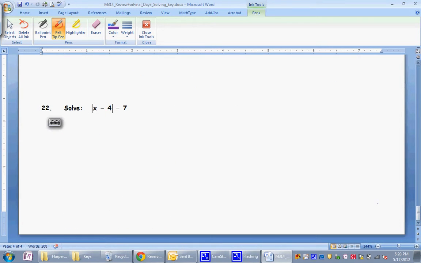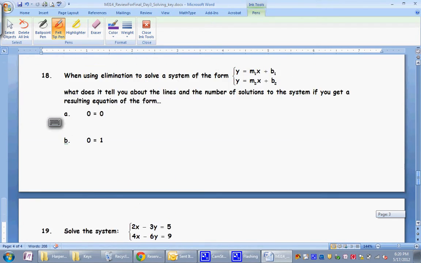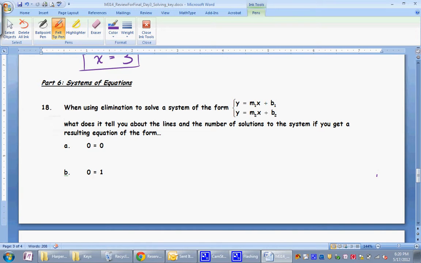Okay, let's move on to do number 18. Just looking to see how many we have left here. When using elimination to solve a system, what does it tell you about the lines and the number of solutions if you get 0 equals 0 versus 0 equals 1? 0 equals 0. What you have to think about is this a true statement or is this a false statement? Does 0 equal 0? This is a true statement. And a true statement is going to imply that you have infinitely many solutions.